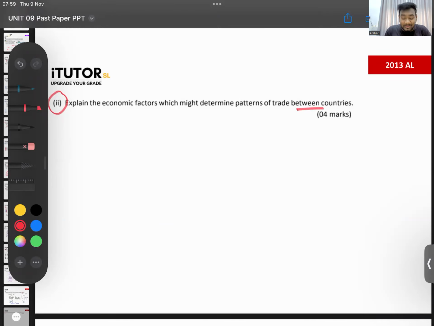Now here you will have to explain a few factors. So you can talk about your factor endowment, or you can even talk about your factor abundance, how much of factors you have. So you can explain, for example, a country like China, they have a very high amount of labor.